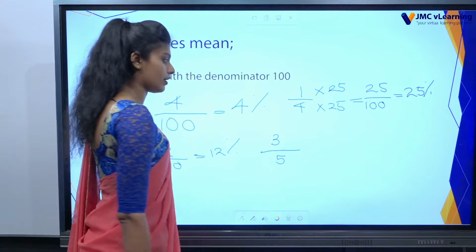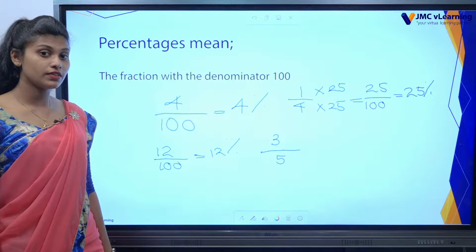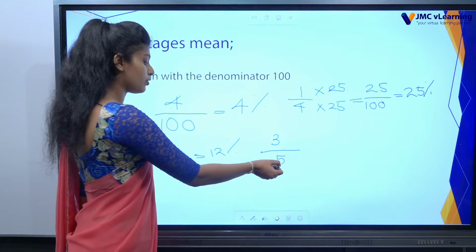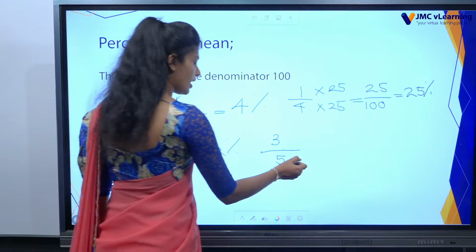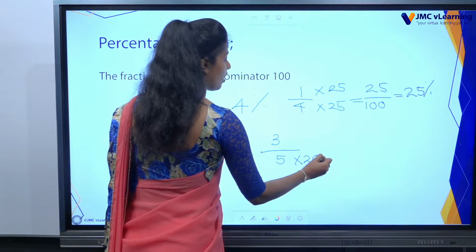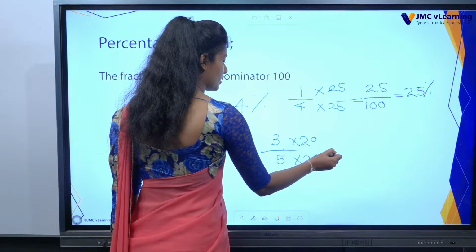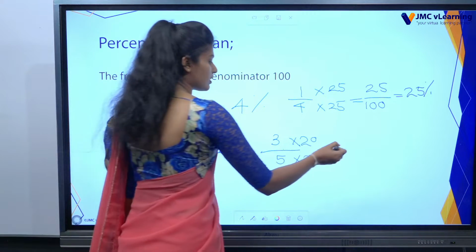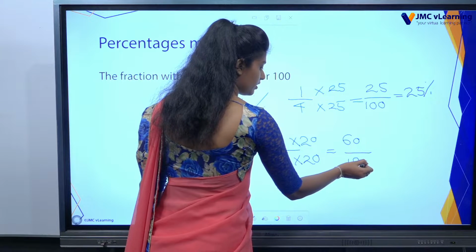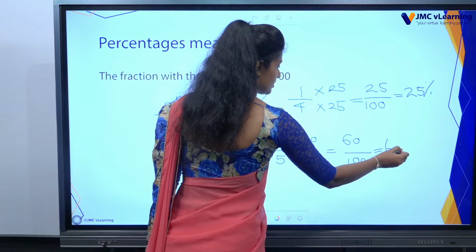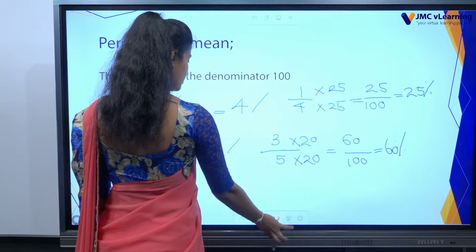Then 3 over 5. How can you write this as a percentage? This one also you have to convert into 100. To write this 5 as 100, what do you have to do? You have to multiply it by 20. Not only the denominator, you have to multiply the numerator also. Then 3 into 20, the answer is 60. 5 into 20, 100. So, it is 60%. That is the meaning of percentage.